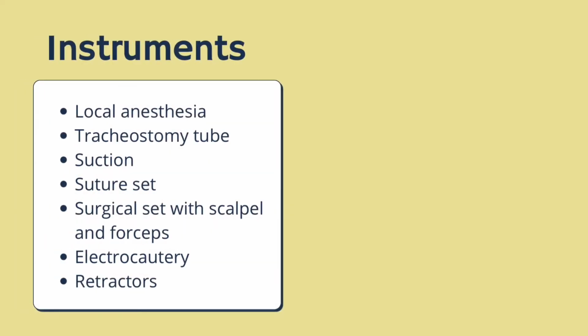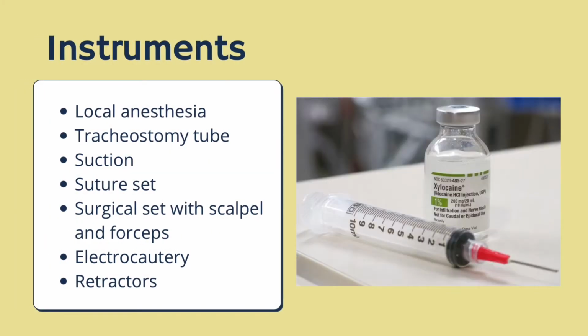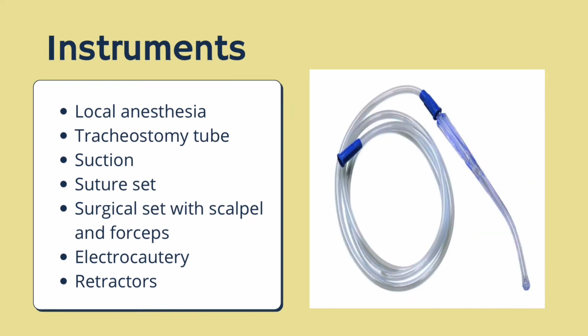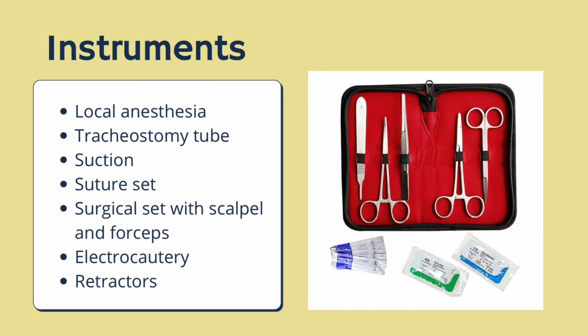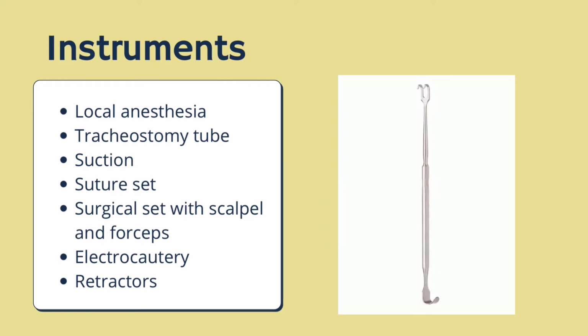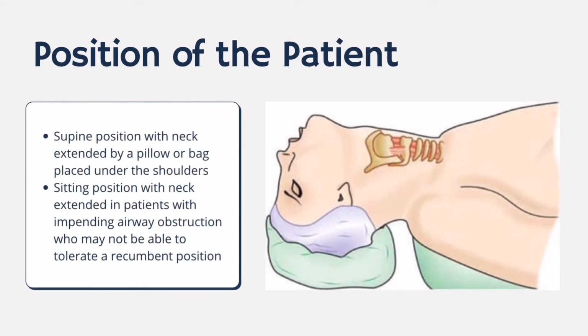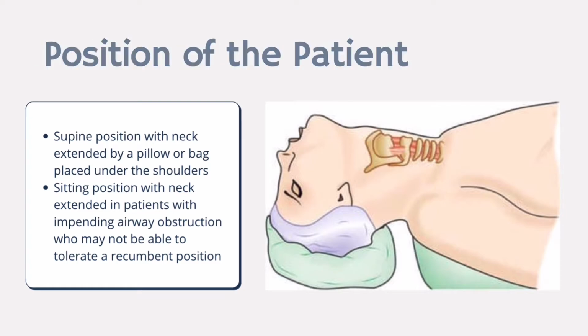These are the instruments to be used: local anesthesia, tracheostomy tube, suction, suture set, surgical set with scalpel and forceps, electrocautery, and retractors. Place the patient in a supine position with the neck extended by a pillow or bag placed under the shoulders to deliver the trachea out of the thorax and to give adequate access to the cervical trachea.